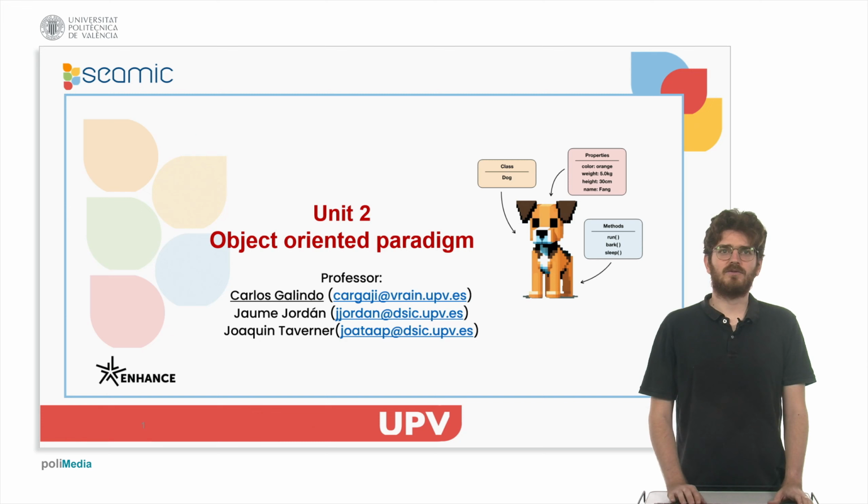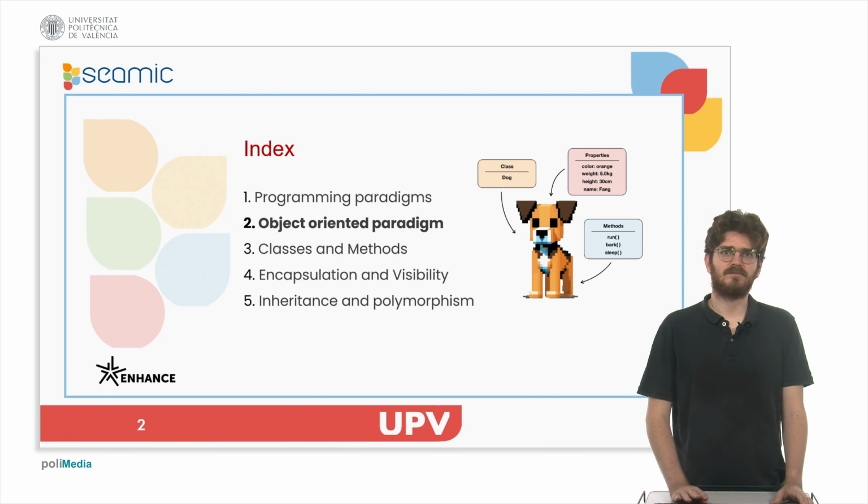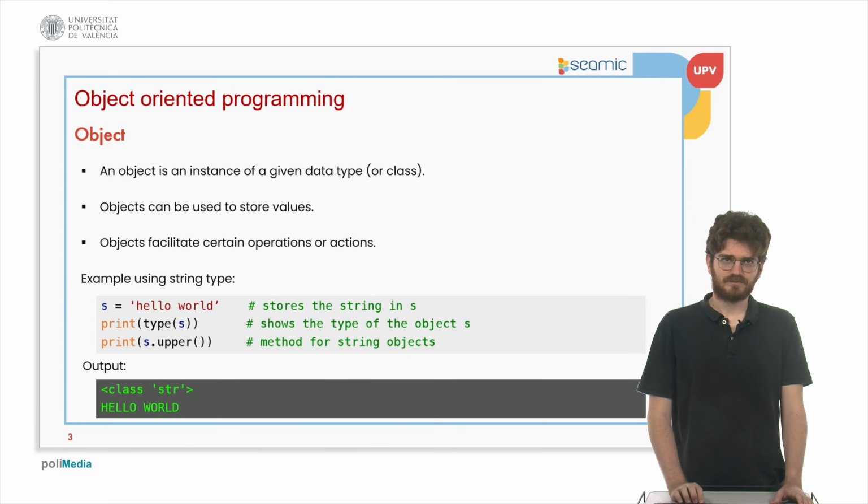Welcome. In this video, we're going to talk about the object-oriented paradigm, specifically how to create new objects and how they work internally. So, first, let's recall what an object was. An object is an instance of a given type, and we have many different types defined in Python, for example, strings or integers. Objects can store values, so for example, in this case, hello world, and they can also contain operations, such as transforming a string to uppercase with s.upper in the example below.